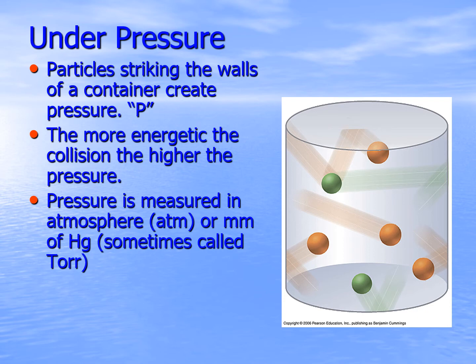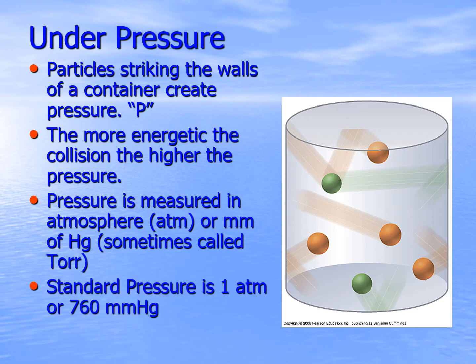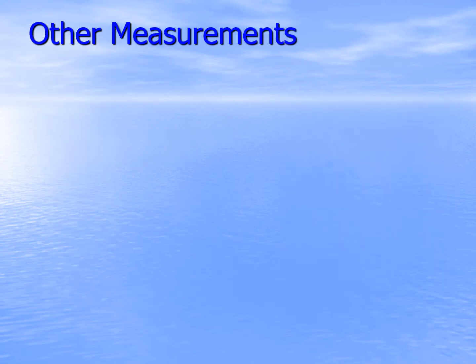We measure pressure in units of atmospheres, ATMs, or sometimes we use a unit millimeters of mercury, mmHg. Another name for the millimeter of mercury, since it was named after Torricelli, the inventor of the barometer, is we sometimes call the millimeter of mercury a torr. So a torr and a millimeter of mercury are the same thing. Standard pressure is considered to be 1 atmosphere, and that's the same as 760 millimeters of mercury, 760 torr.